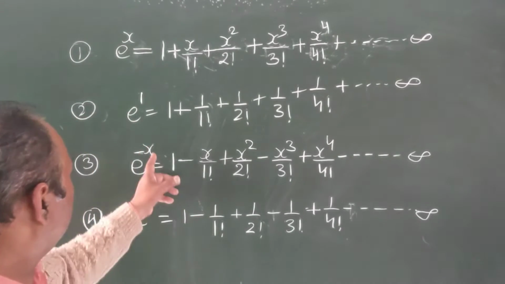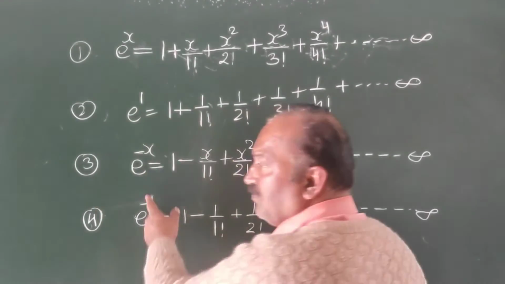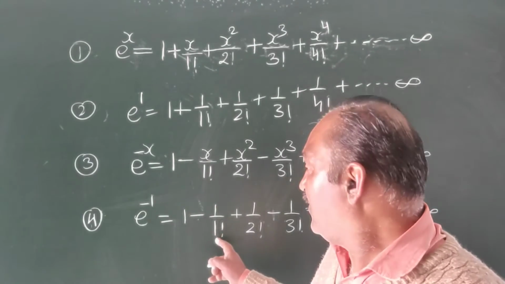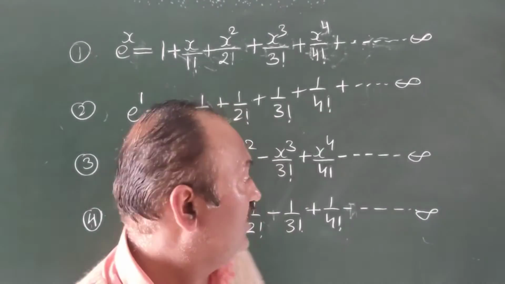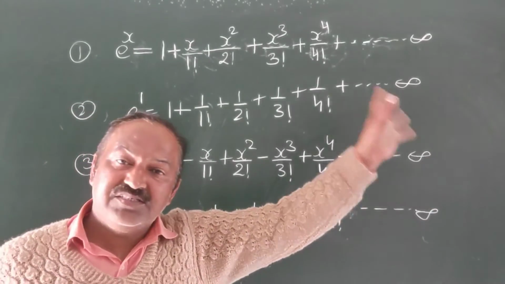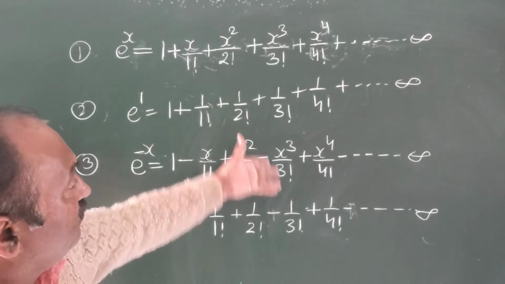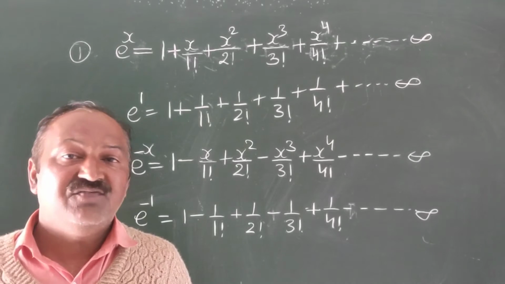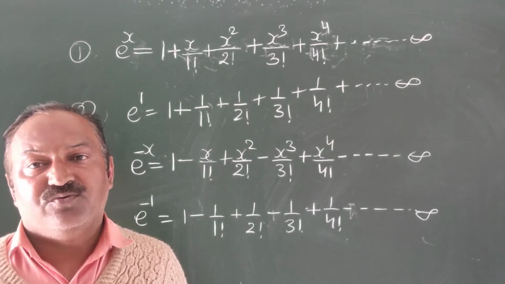If we substitute x is equal to 1 here, we can find the value of e raised to power minus 1, and that will be equal to 1 minus 1 upon 1 factorial plus 1 upon 2 factorial minus 1 upon 3 factorial plus 1 upon 4 factorial minus 1 upon 5 factorial plus and so on up to infinity. So these are some more formulas of infinite series. These are very important for examination as well as competition point of view.